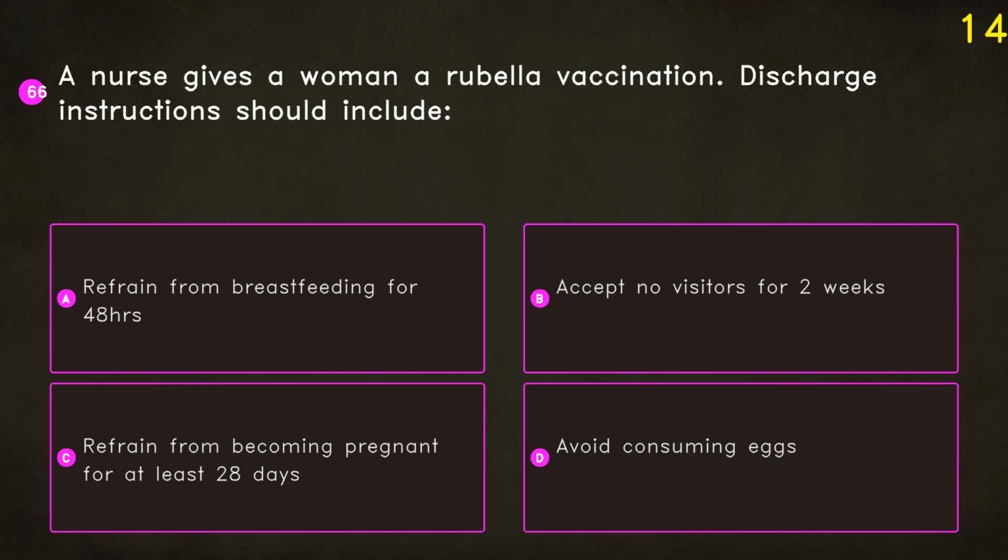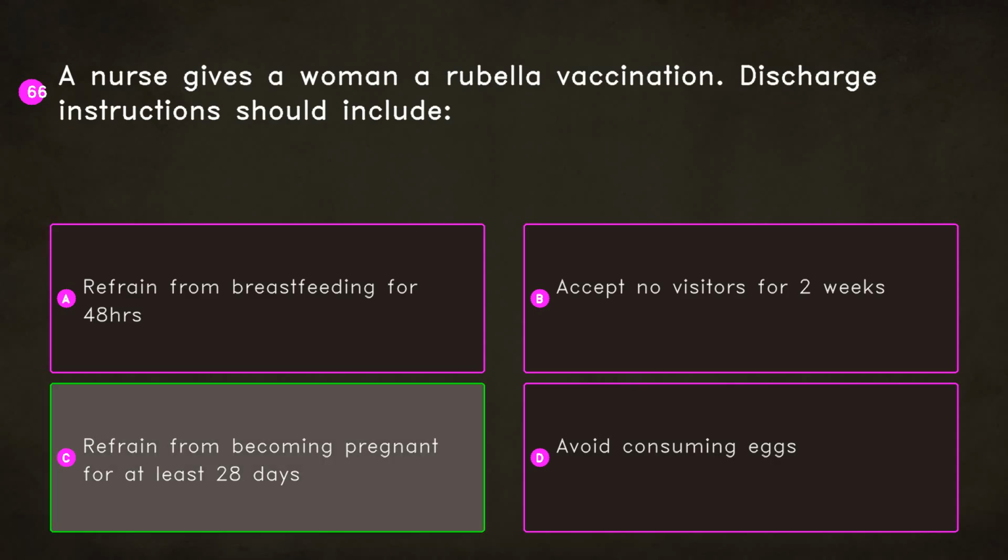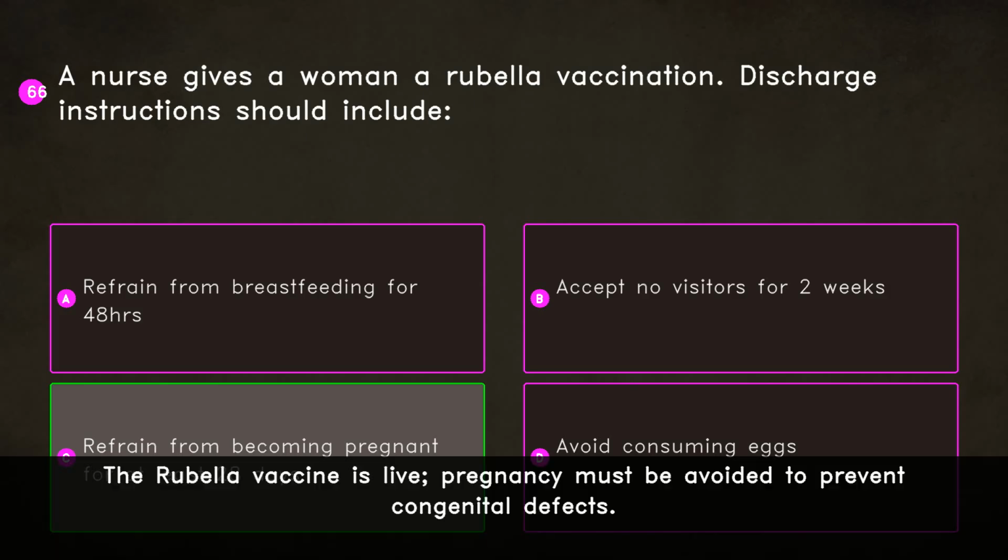Question 66. A nurse gives a woman a rubella vaccination. Discharge instructions should include A. Refrain from breastfeeding for 48 hours. B. Accept no visitors for 2 weeks. C. Refrain from becoming pregnant for at least 28 days. D. Avoid consuming eggs. The correct answer is refrain from becoming pregnant for at least 28 days. The rubella vaccine is live. Pregnancy must be avoided to prevent congenital defects.